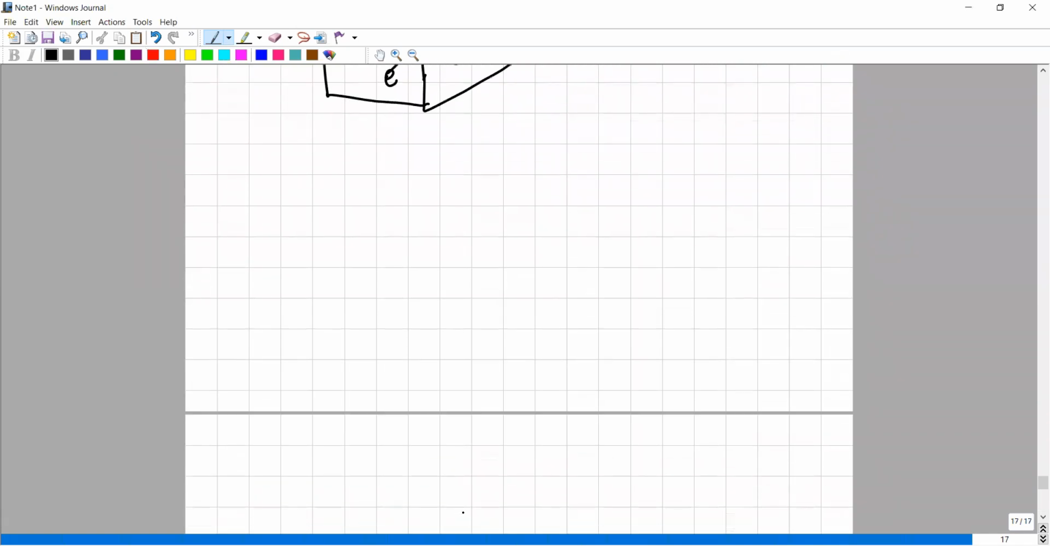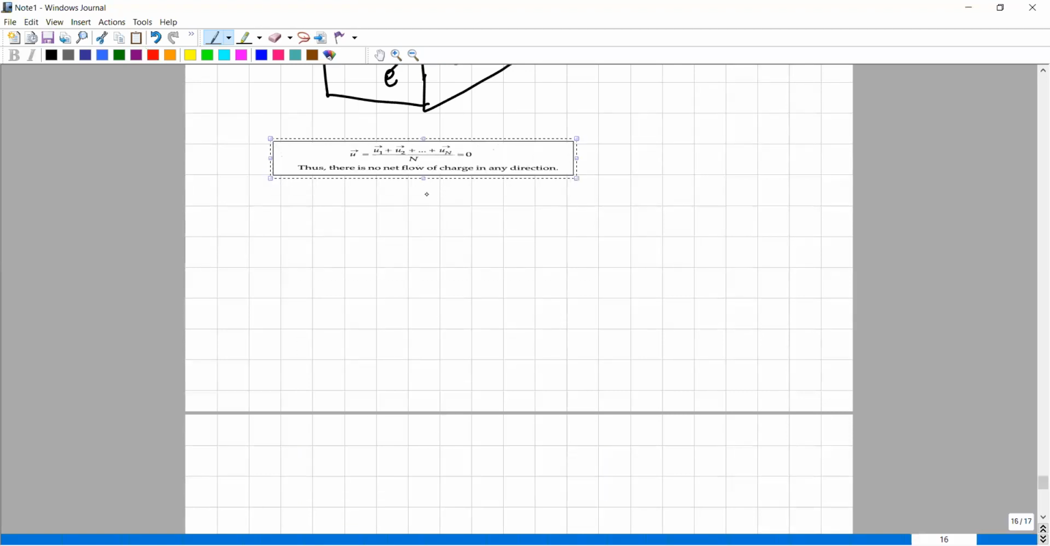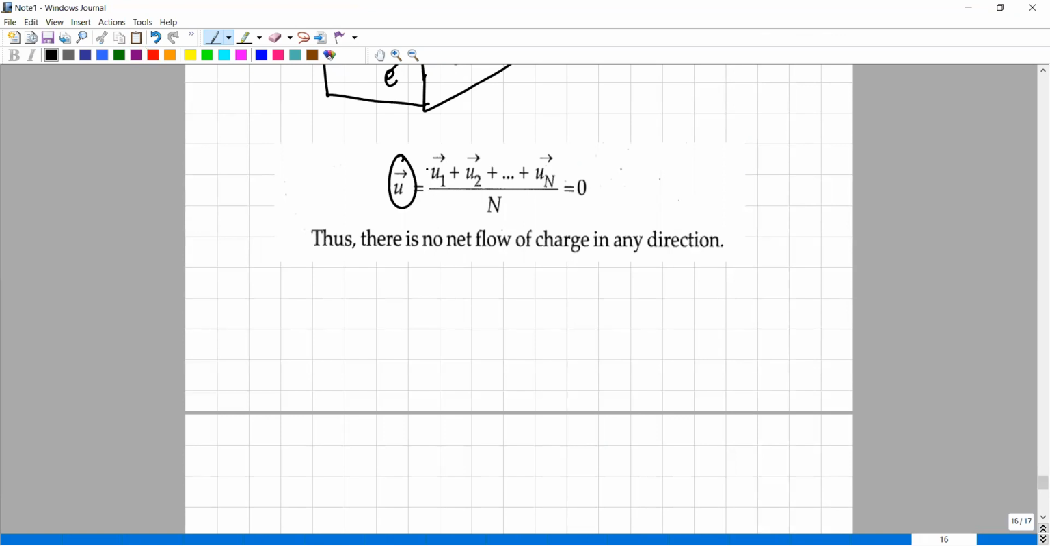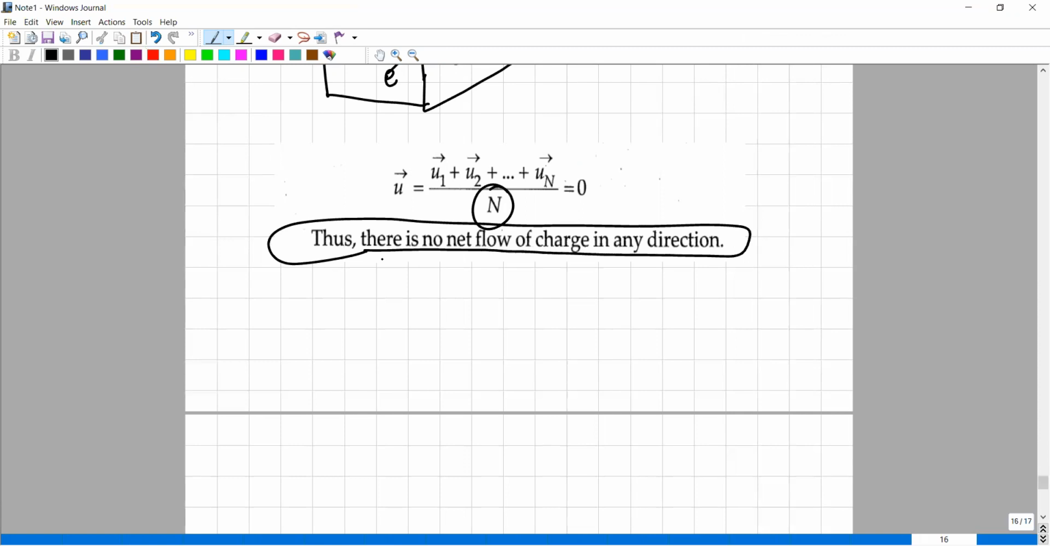Then that means you can write this expression for their velocity. The net velocity will be equal to 0: the vector sum of the individual velocities of all the electrons divided by the number of electrons. And then you will find that there is no net flow of charge in any direction, because they are just moving randomly.